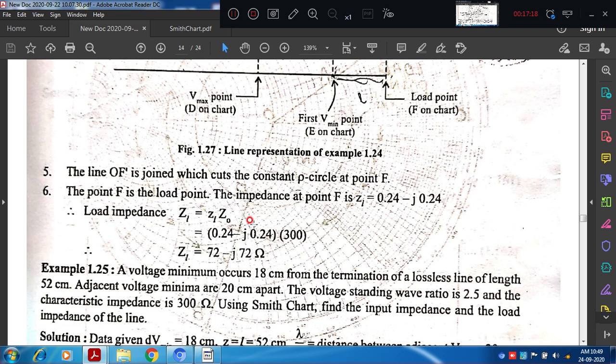They may ask for the reflection coefficient, ZS, ZL. I covered three kinds of numericals. In the next class, we'll discuss the impedance matching concept. That requires some basics, and more complex things are there. We'll solve one numerical on that. So we'll stop it here.